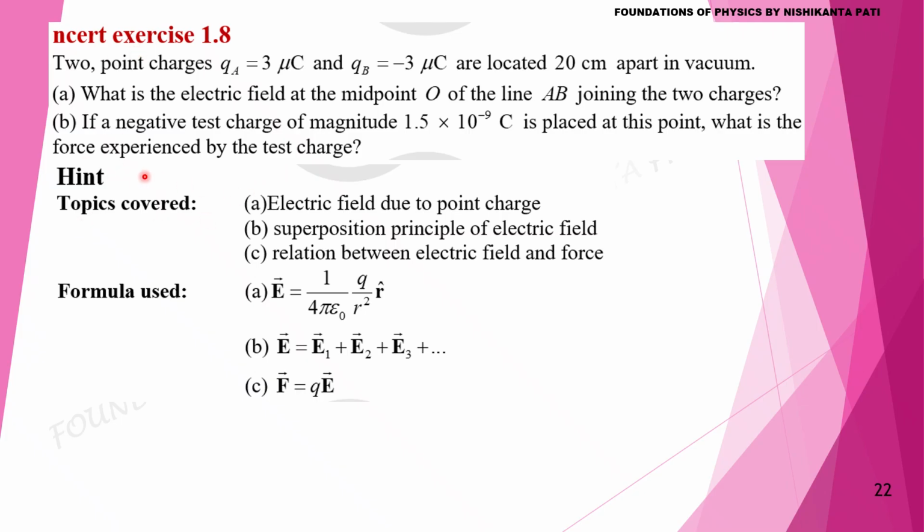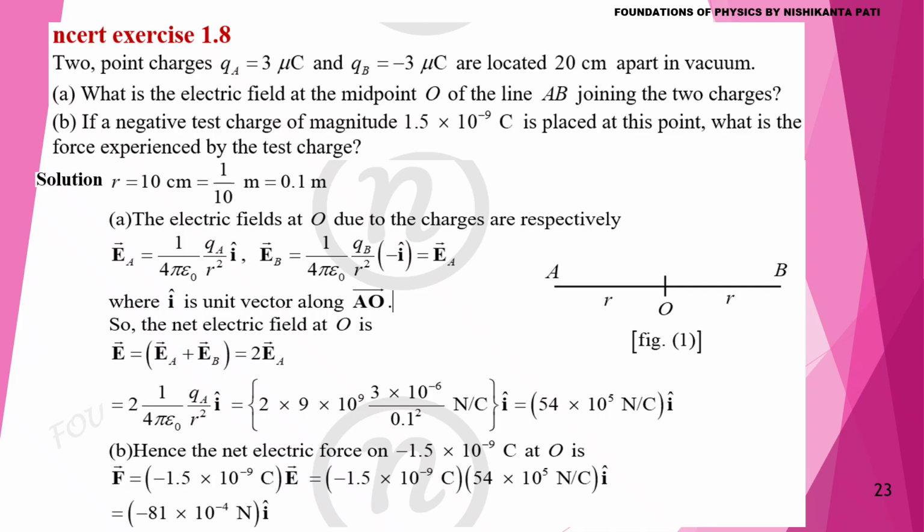So the problem is based on the electric field due to a point charge, the superposition principle of electric field, and the relation between electric field and force. This is the electric field due to a point charge. This is the superposition principle of electric field. This is the relation between electric force and electric field. One charge QA is at A, QB is at B. We need the electric field at O.